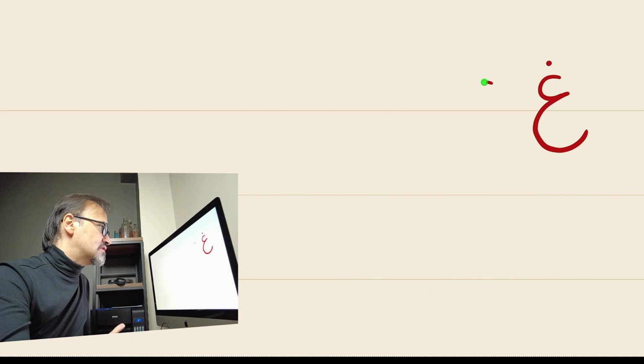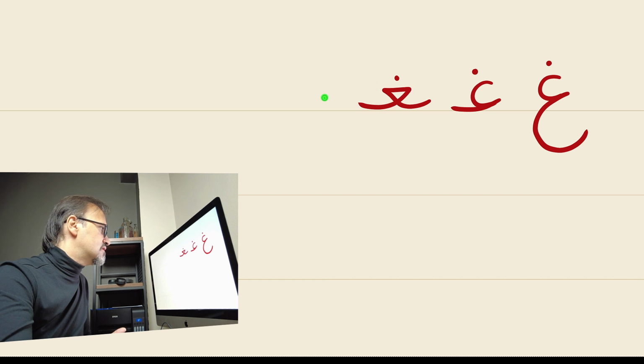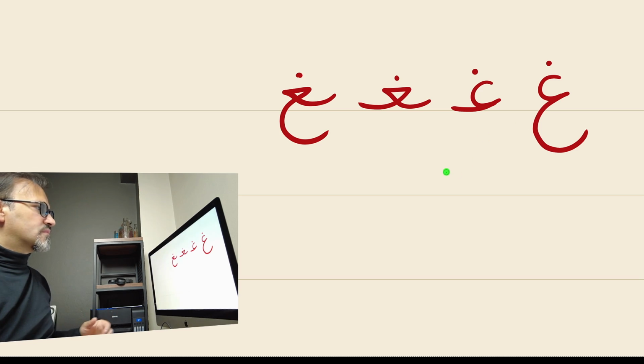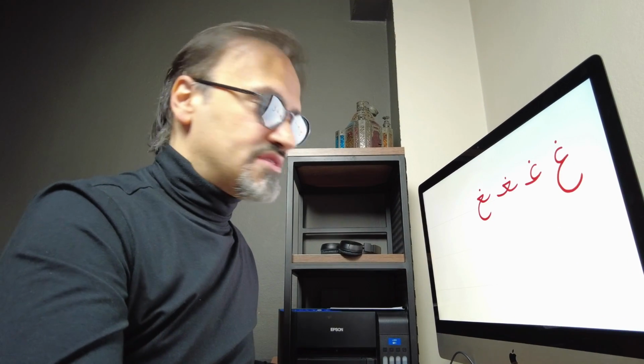Now, how do we write this? The same rules apply as for the Ain. In the beginning, it's like this, with the dot. And in the middle, it's like this. Again, we have this reverse triangle. And at the end, it's like this. Okay? And you can also write it like this at the end. Okay? Let's take some examples.